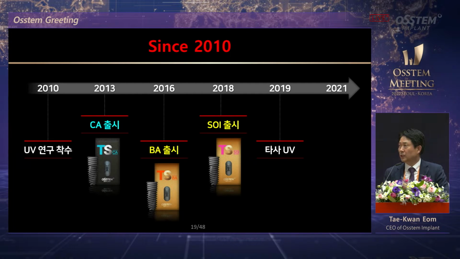So let me talk about the UV research activities. We started UV research in 2010, and the first outcome of that research is CA, followed by BA and soy in 2018. Other companies in Korea began to produce UV products in 2019. So UV treatment began to be known from 2019. We had already been doing the UV treatment research, but we didn't disclose it as it is a trade secret.